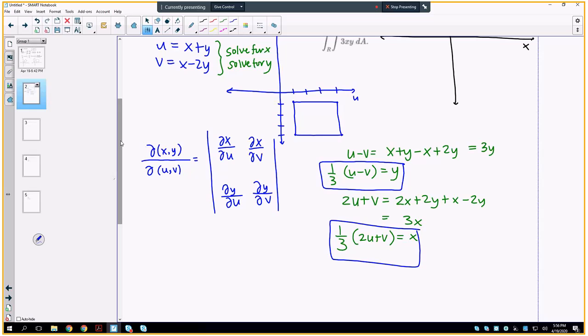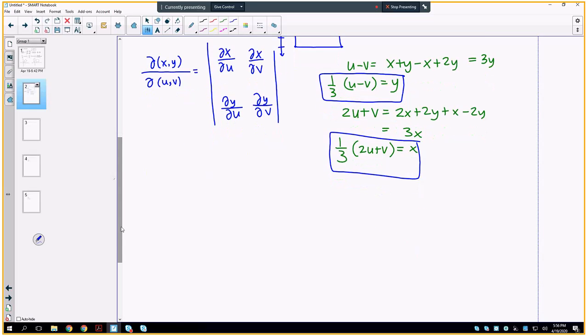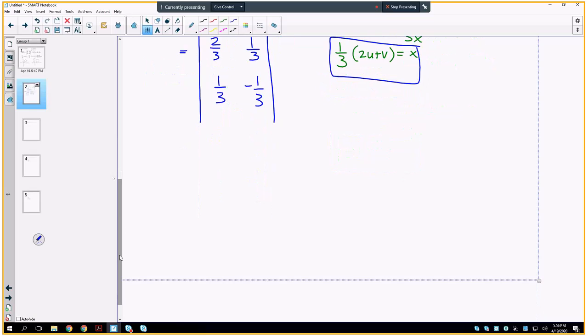So now I have what I need to find these derivatives. The Jacobian will be equal to the partial of x with respect to u, which is going to be 2/3, since the constant in front of u will be 2/3. And del x del v should just be 1/3. Del y del u should be 1/3, and del y del v should be minus 1/3, according to my substitutions.